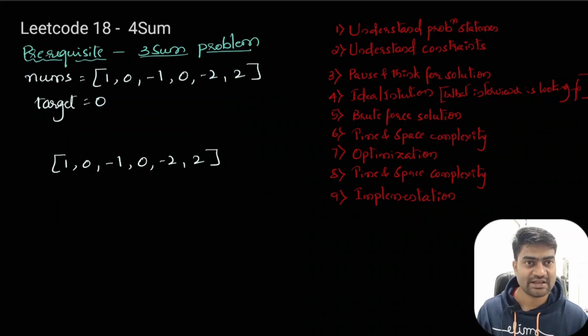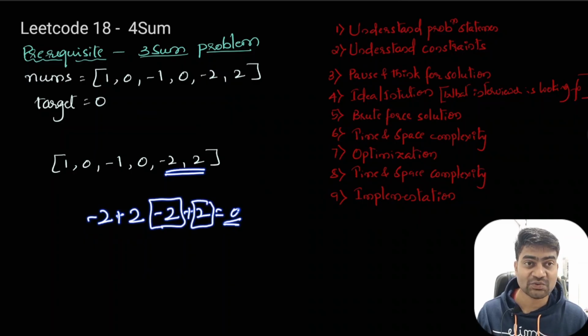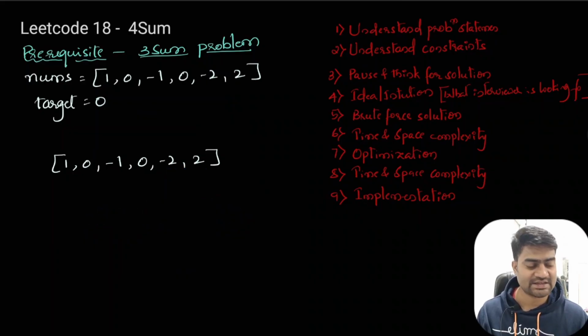So this is one of the constraints, and also you should not consider a number multiple times. You can consider one number only once in the quadruplet, because if you see minus 2 plus 2, again, if I consider minus 2 plus 2, it will give us the target 0 value. But the thing is, I am using minus 2 and plus 2 twice here. So this should not be the case. With this, we have also seen the constraints.